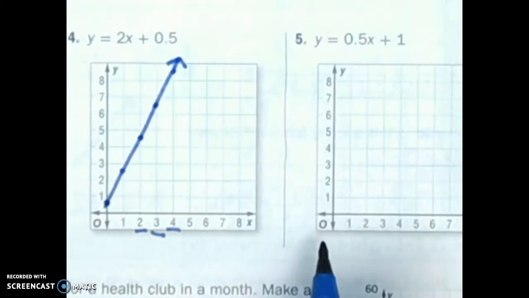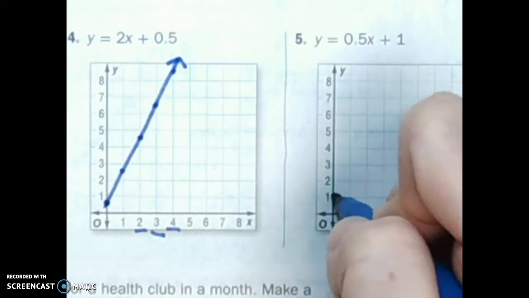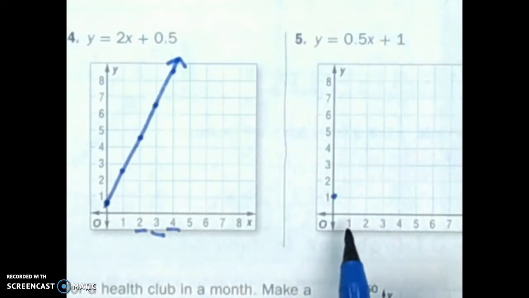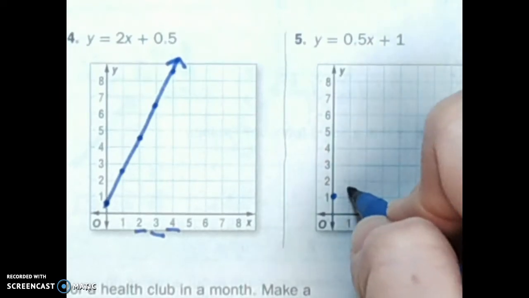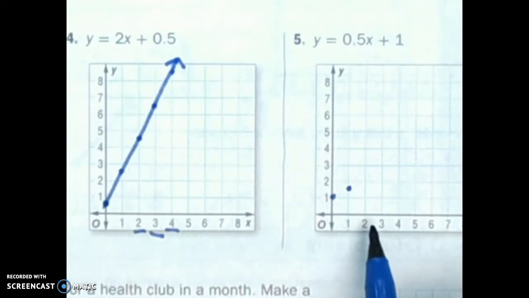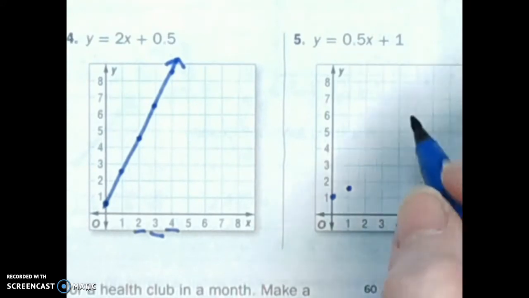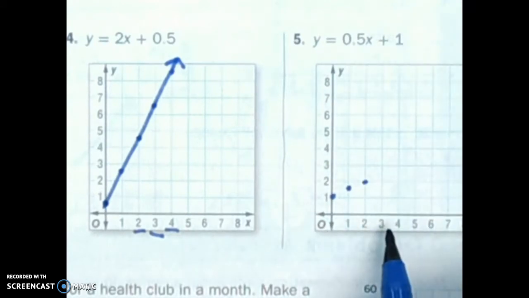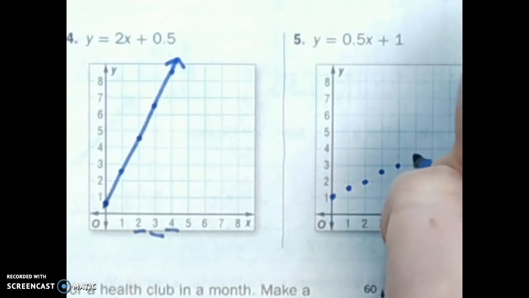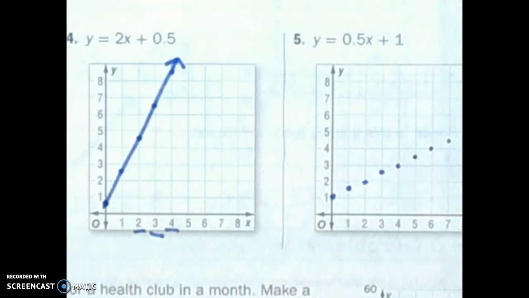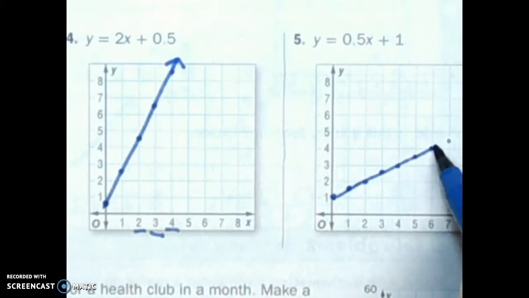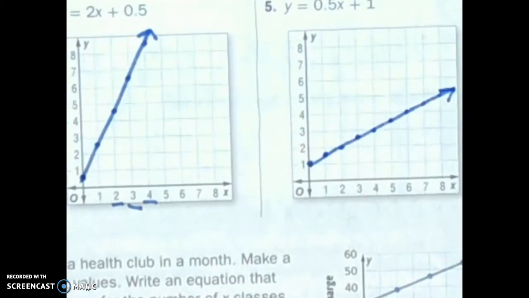This next one we're going to be multiplying by 0.5. So 0.5 times 0 is 0. Plus 1 is 1. 0.5 times 1 is 0.5. Plus 1 is 1.5. 2 times 0.5 is 1. 1 plus 1 is 2. 3 times 0.5 is 1.5. Plus 1 is 2.5. And if you see, we go up by 0.5 each time. So you can just start filling your dots in, going up 0.5 each time. Then you just connect your lines, and you're done.